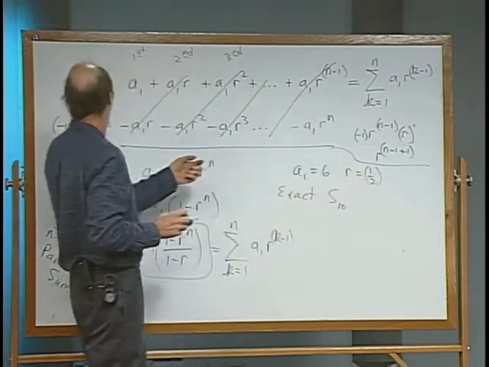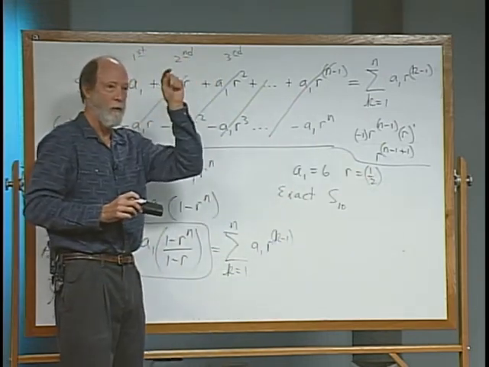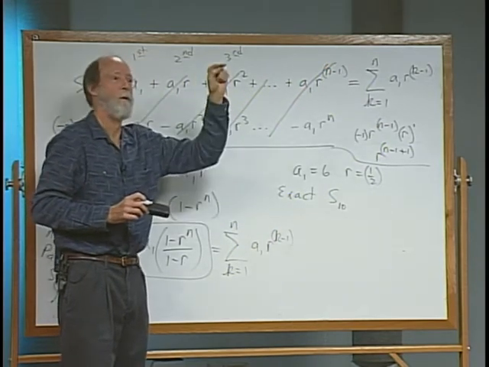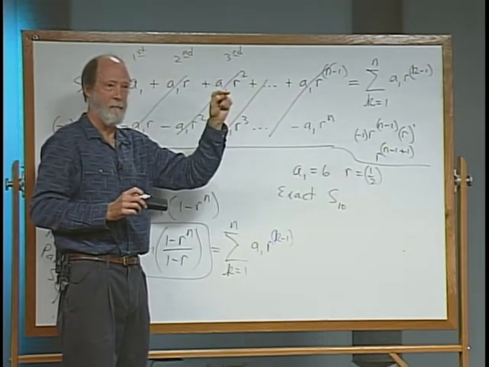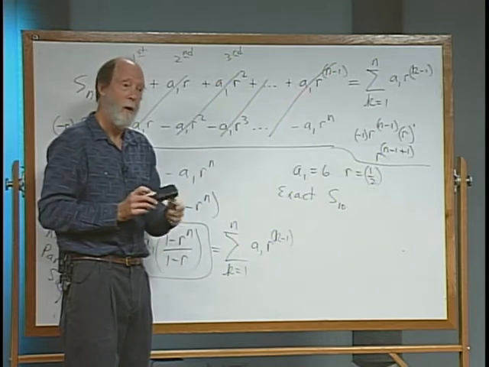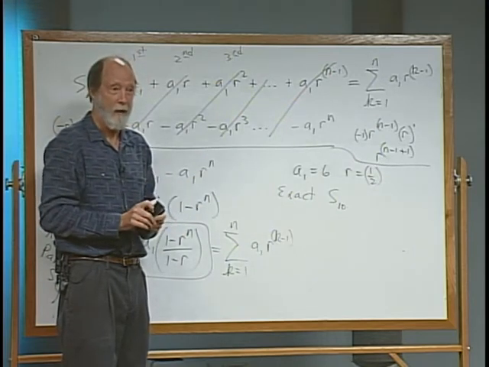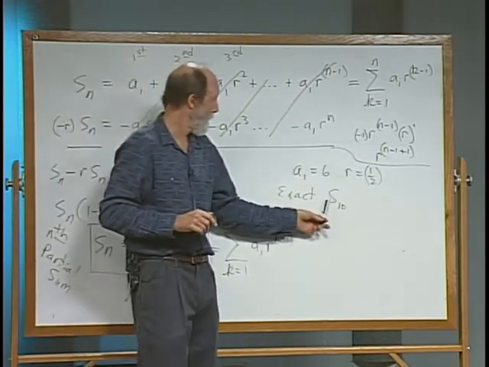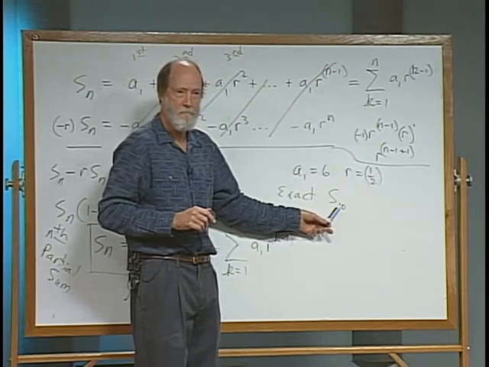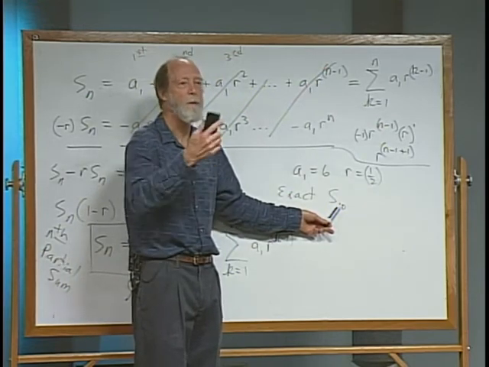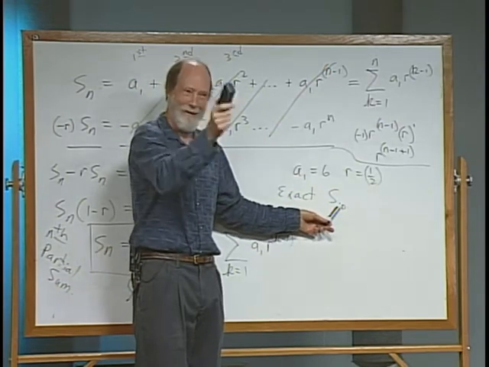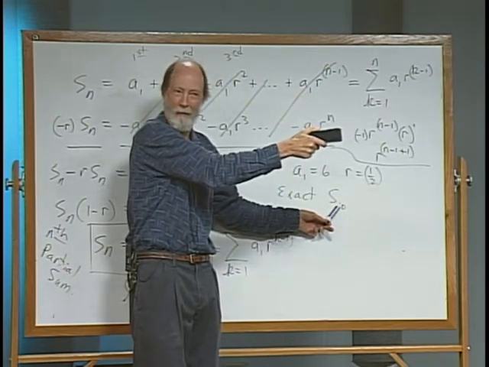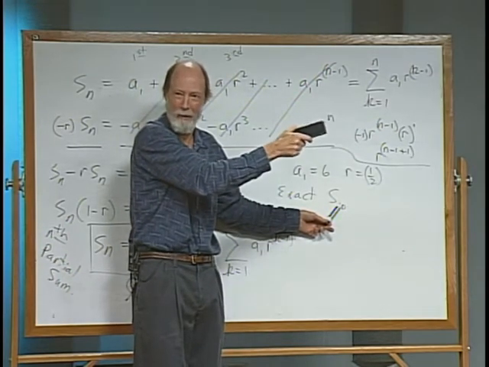In other words, we have a pattern, which is on the previous board. 6, 3, 3/2, 3/4, 3/8, 3/16. And what we could do is just take our calculator and add those together, couldn't we? For 10 terms. But what if I said I wanted s sub 90? You could very primitively add all those numbers together with your calculator and end up with an answer, but that's not really a very sophisticated approach, is it?